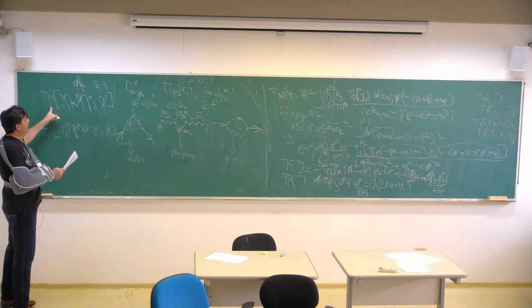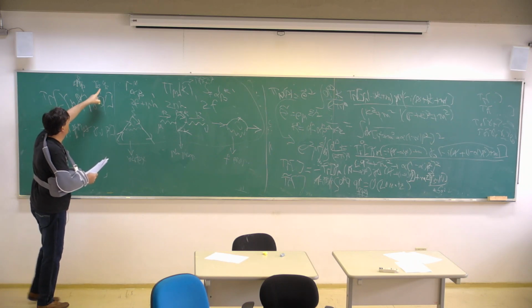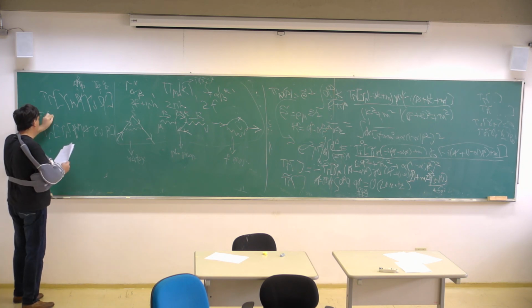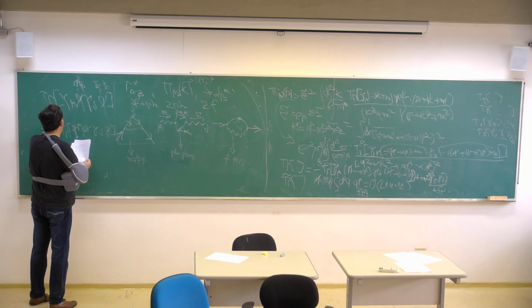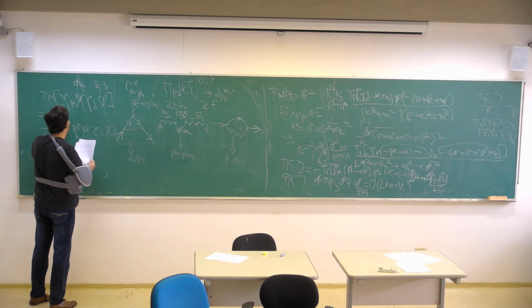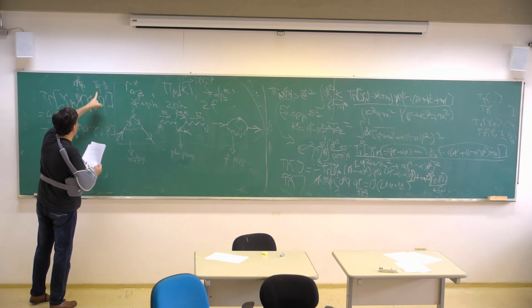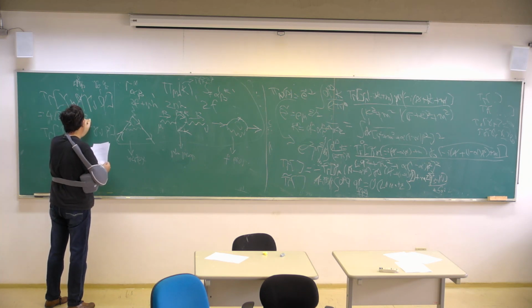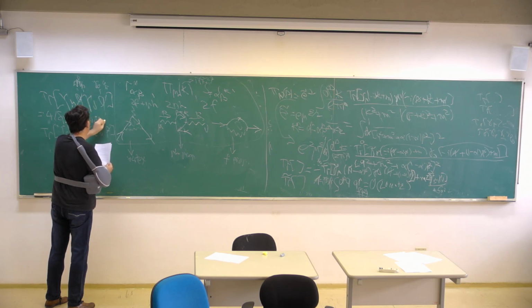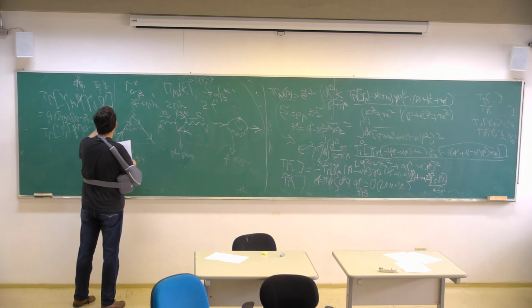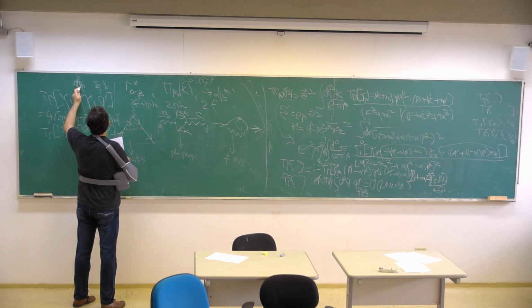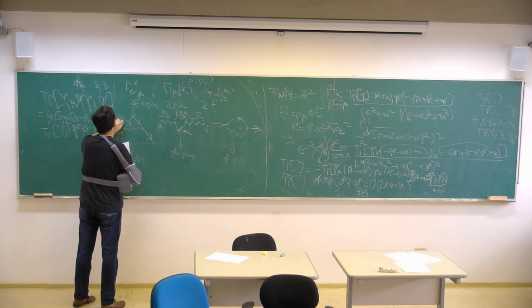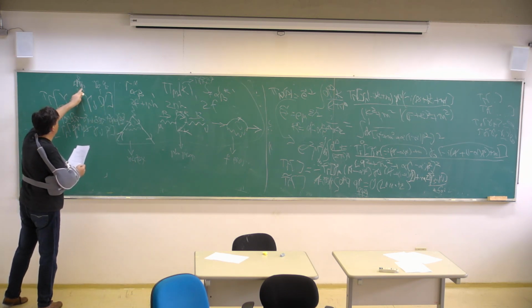So this is a trace with 4 gammas, gamma mu, gamma rho, gamma mu, gamma sigma, which we found before. This was delta mu rho, delta mu sigma, minus delta mu mu delta rho sigma, plus delta mu sigma delta rho mu, rho. And that was still multiplied by q rho q sigma.